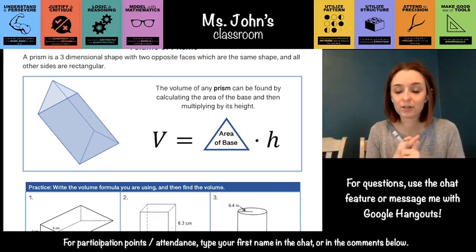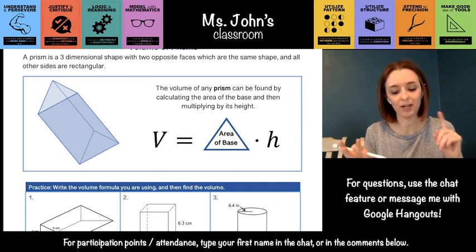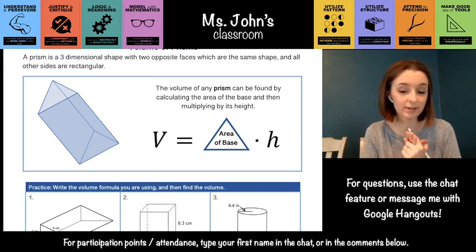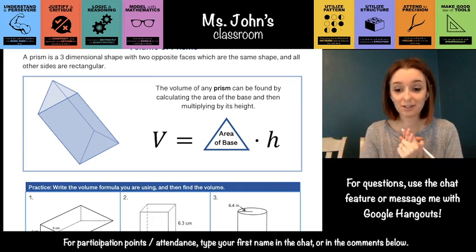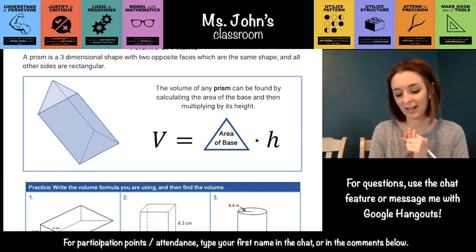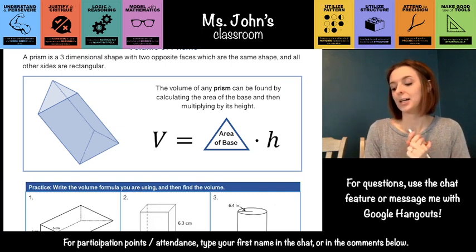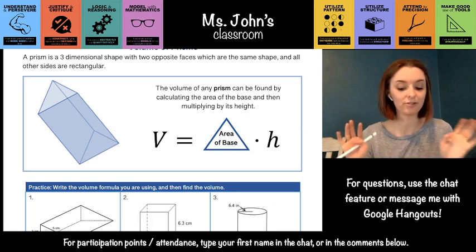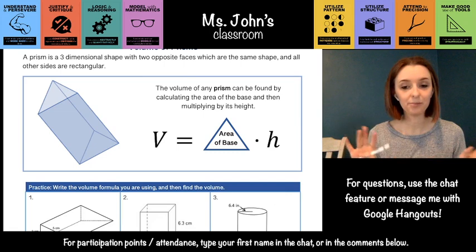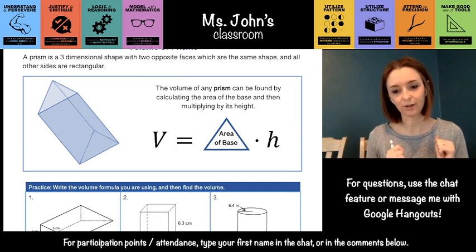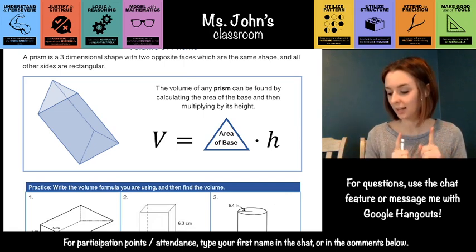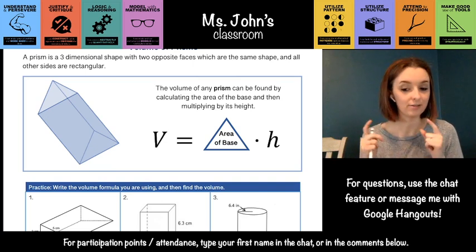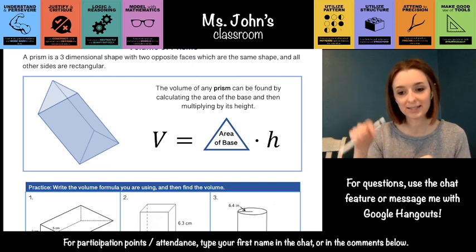So rectangular prisms are a thing. Triangular prisms are a thing. Circular prisms are actually called cylinders, and we'll see that in a second. Anyhow, there's a bunch of different kinds of prisms, but anytime you encounter a prism and you're trying to find the volume of it, you just find the area of whatever its base is and then multiply it by its height.